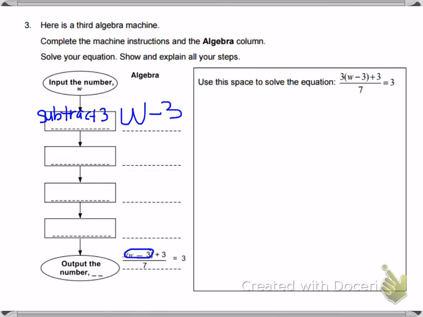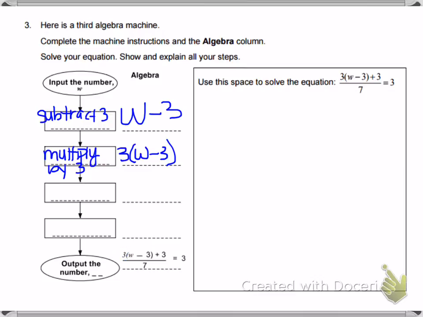Okay, let's come back down here and let's look at what would have happened next. Well, right outside the parentheses, we see that the next thing that happened was that we multiplied by 3. So we're going to have 3 times the quantity, w minus 3. And in here, I'm going to write multiply by 3.